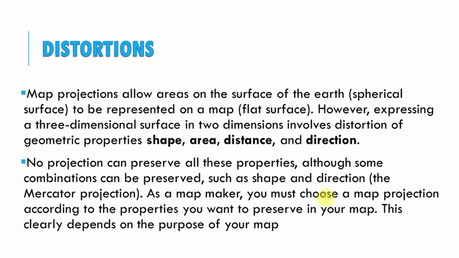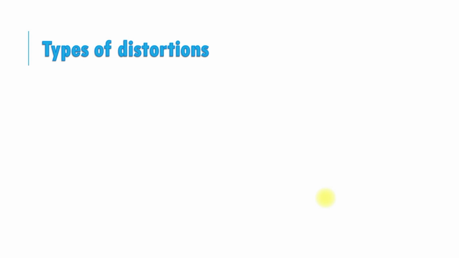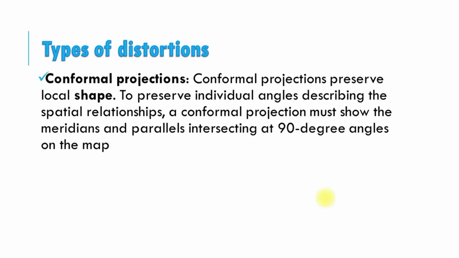Also, some combinations can be preserved, such as shape and direction in the Mercator projection. As a map maker, you must choose a map projection according to the properties you want to preserve in your map. This clearly depends on the purpose of your map. Types of distortions. Conformal projections. Conformal projections preserve local shape.